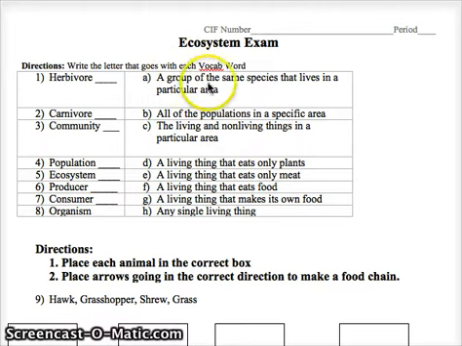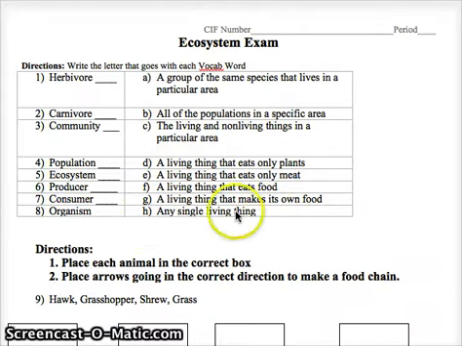A is a group of the same species that lives in a particular area. B, all of the populations in a specific area. C, the living and non-living things in a particular area. D, a living thing that eats only plants. E, a living thing that eats only meat. F, a living thing that eats food. G, a living thing that makes its own food. H, any single living thing.